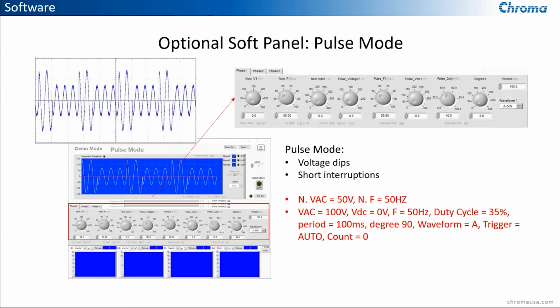So with pulse mode, the user can program a special waveform and add it to the normal output setting in the main page. This mode can be used to simulate undervoltage, overvoltage, sags, and swells for testing any grid-tied device. In this example, the nominal voltage is 50 volts and 50 hertz, and the pulse voltage is 100 volts and 100 milliseconds period, with a 35% duty cycle. So again, these are all the parameters that I had to set inside of the soft panel to achieve this pulse waveform.